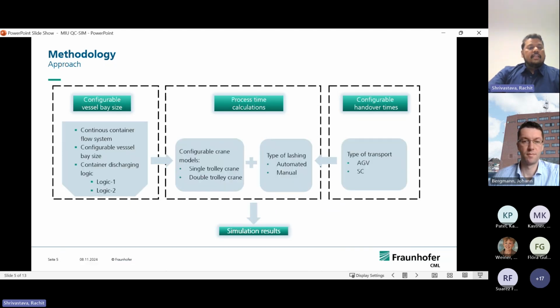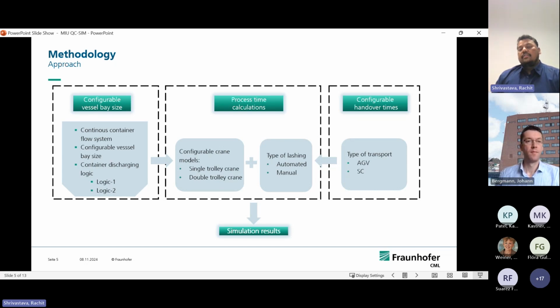As the name suggests, the first building block is the configurable vessel bay size. That means the user is allowed to model the vessel size, so he can choose the number of tiers and the number of rows. And since the model has a source which is generating containers, the attributes of these containers are tier number, row number, and bay number. Then there are two types of discharging logic, logic 1 and logic 2, which I would like to explain in the next slide.